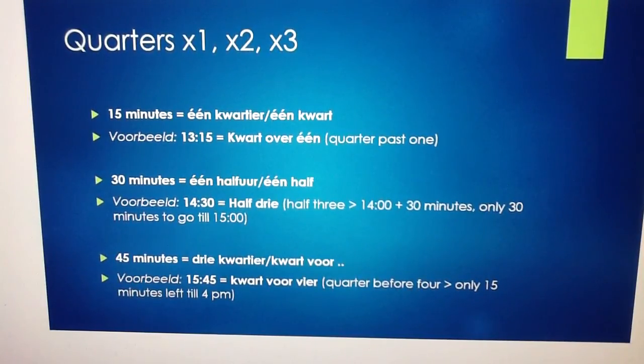And then we have 3 quarters, 45 minutes. We say 4:15 because it means a quarter before. Because yeah, we thought that would be nice in Dutch. I don't know why, but you only have a quarter left to the next hour, so you have to say 4:15, a quarter before. As an example, I put 3:45 PM, and you have to say 4:15, quarter before 4, because there are only 15 minutes left till 4 PM. That are the quarters: 15 minutes, 30 minutes, 45 minutes.